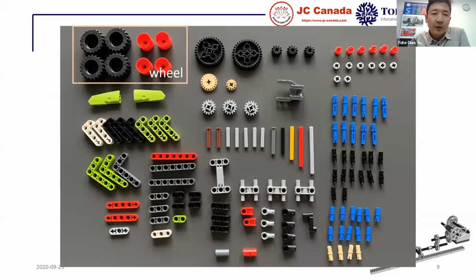First one, wheels. Here we have tires and rims, but it doesn't matter. And this is a panel, the smallest size. We have many other larger sizes. This is just the smallest panel, but usually we use panels for decoration.